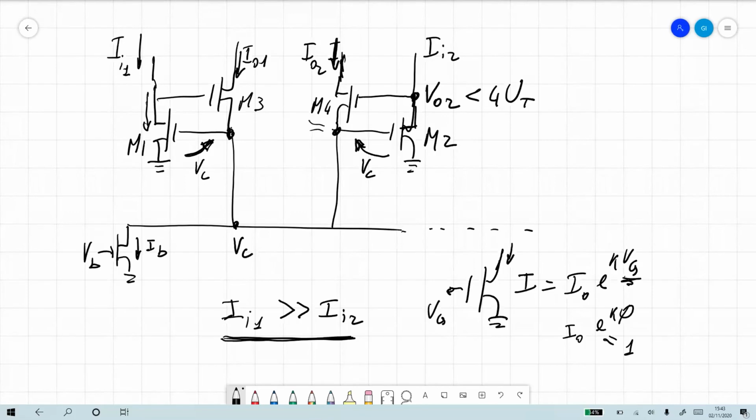But for this ballpark analysis, if I in one is sufficiently large, VC will just go above VO2, and so M4 will have a negative VGS, which will then produce a fraction of I0, maybe I0 halves or I0 tenths, but it still will never be able to be zero. It's details. It's fine in the exam if you say zero, but you should realize it's very hard to get zero electrons to flow through transistor channels.